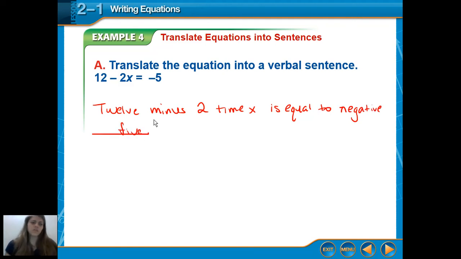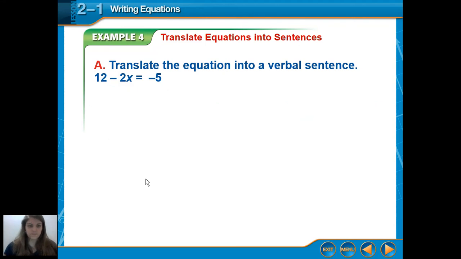Okay. There could be more than one way of writing this. You could say the difference of 12 and 2x is -5, or you can say 2x less than 12 is equal to -5. It's really going to be up to you. But as long as you get this equation based off of your words, it'll be okay.